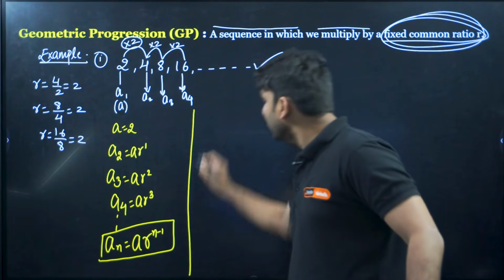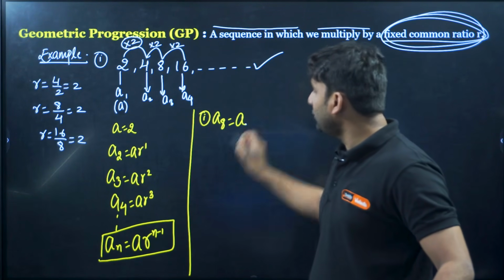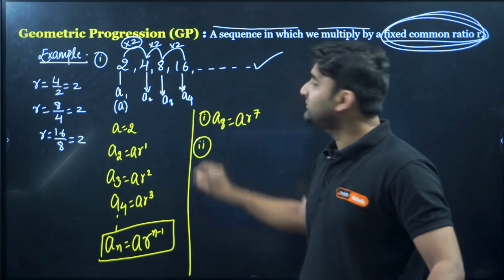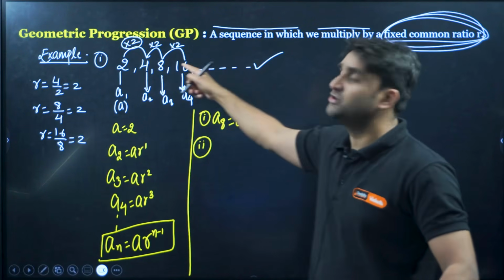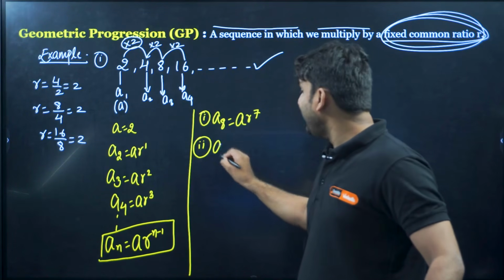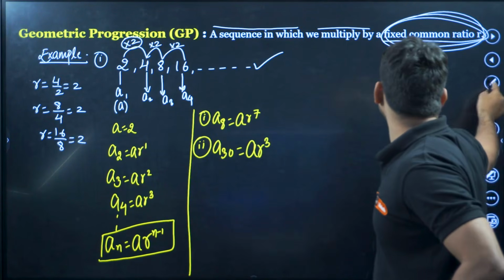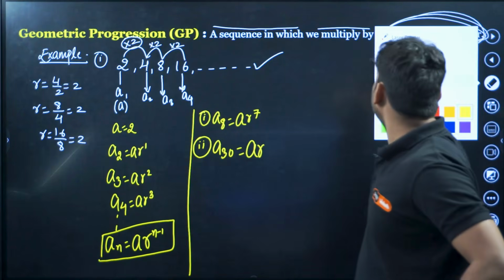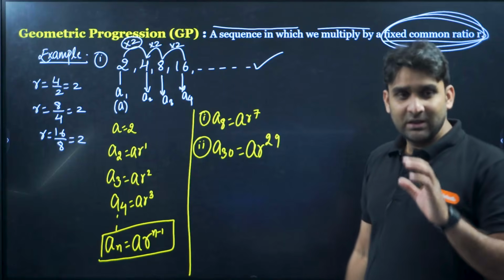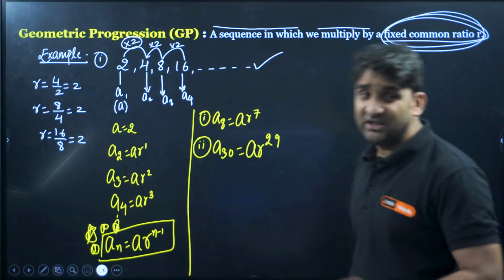If you put anything here, for example, let's put the 8th term. The formula will be a into r to the power 8 minus 1, which is r to the power 7. For example, if I ask you what will be the 30th term of this given GP? So a30 means the formula will look like a into r to the power 29, because we want the 30th term. Clear everyone? So this is the first formula of GP. Please, my dear champions, this is really very important.